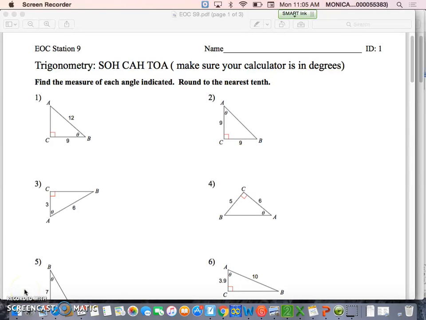Hello, and in this video we are going to review SOHCAHTOA, which is trigonometry. Please remember that you need to have your calculator in degrees, so change the mode if you need to. All right, we're going to do a couple example problems together. So let's go ahead and look at number one.